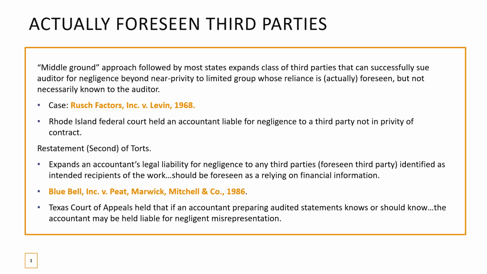In some state court decision cases, such as the 1986 Bluebell Inc. versus Peat Marwick Mitchell and Company case, a less restrictive interpretation of Section 552 has been made. In the Bluebell case, the Texas Court of Appeals held that if an accountant preparing audited financial statements knows or should know that such statements will be relied upon, the accountant may be held liable for negligent misrepresentation.